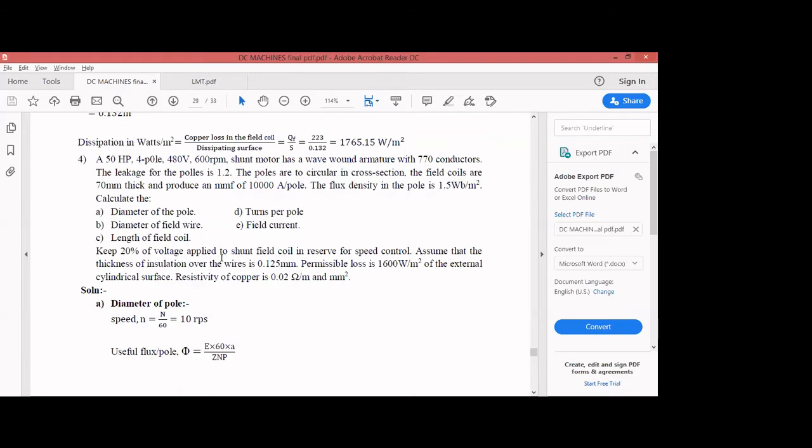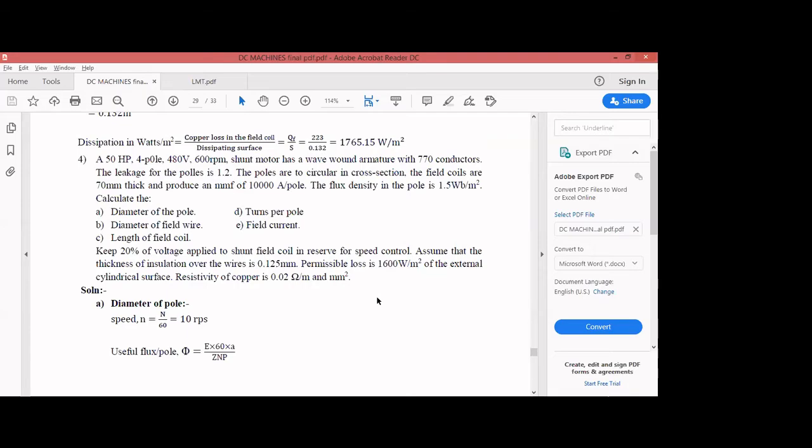Keep 20% of the voltage applied to the shunt field coil in reserve for speed control. That means 20% is reserved for field control, so out of this 480 volts, you subtract 20%. Assume that the thickness of insulation over the wire is 0.125 mm. The permissible loss is 1600 watts per meter square of the external surface, which means L0 into HF. The resistivity of copper is 0.02 ohm per meter per mm square.